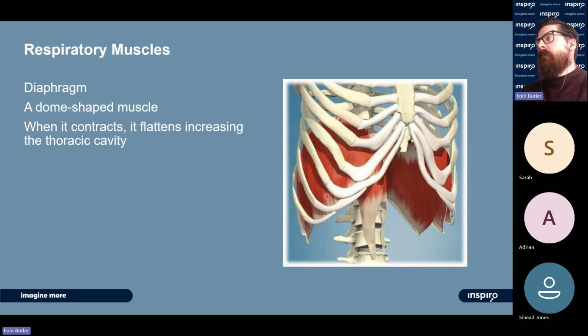When it contracts, it flattens, increasing the thoracic cavity. So at the moment, it's in a dome shape. When it contracts, it will flatten and lie across the bottom here. So we're increasing the space that is within the thoracic cavity.